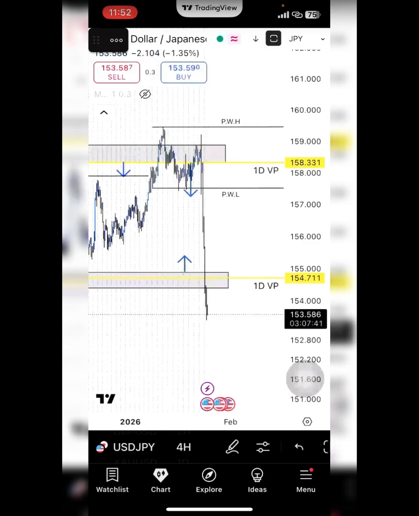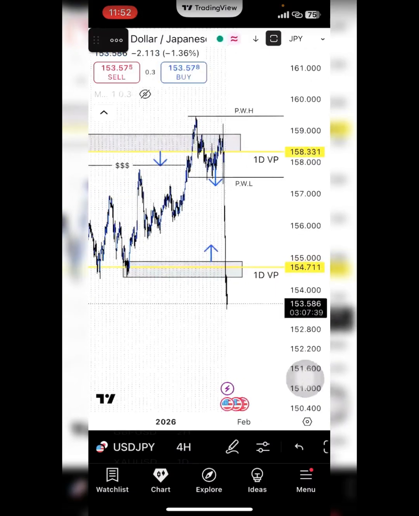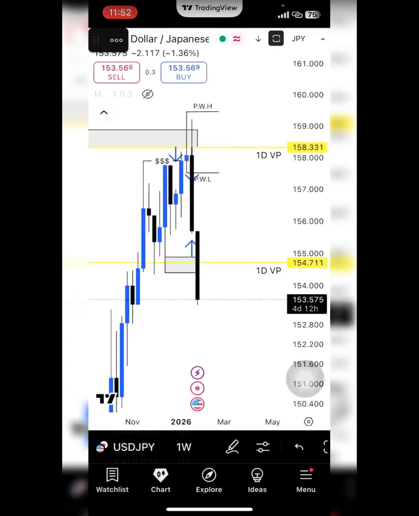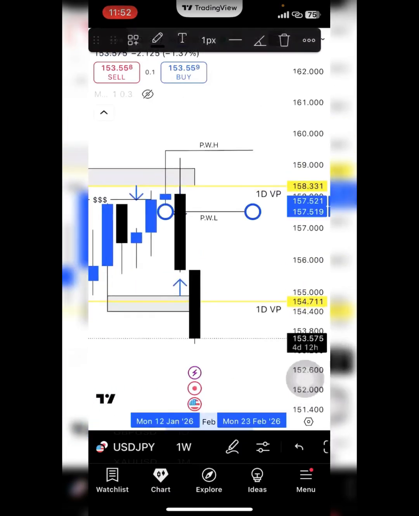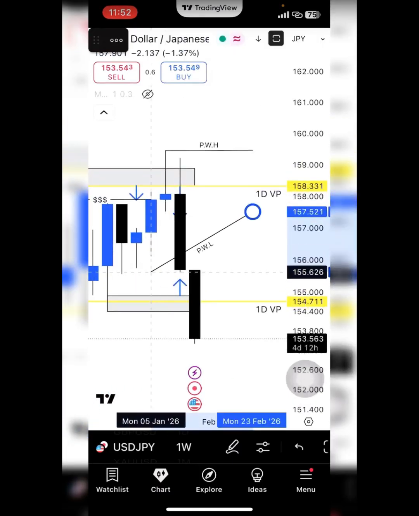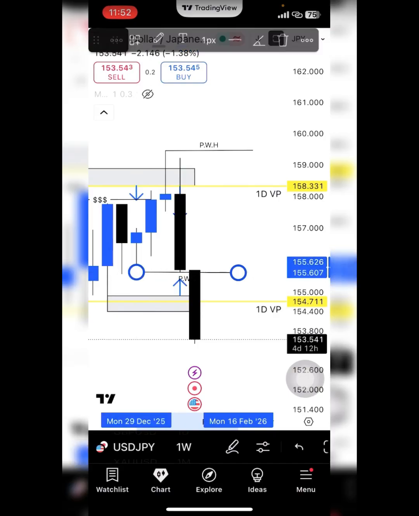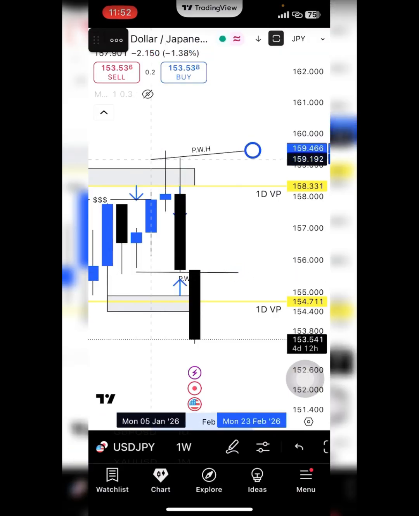So on USD JPY, we go to the weekly time frame. Let's update the weekly time frame chart. So this is the previous week. This is the previous week low over here. This previous week high over here.